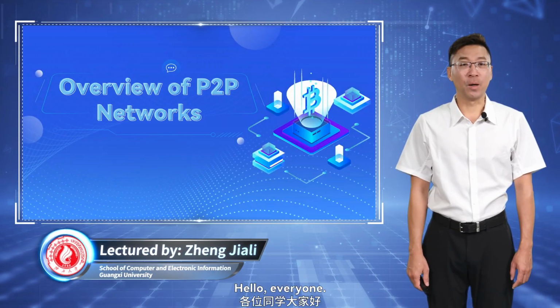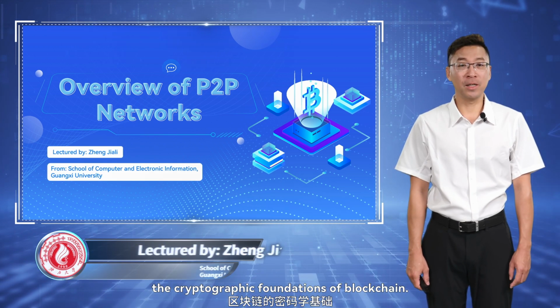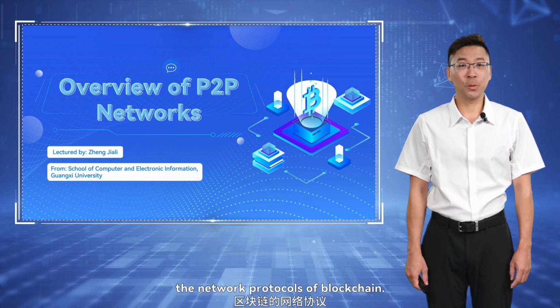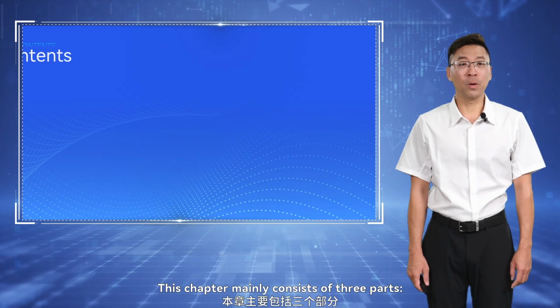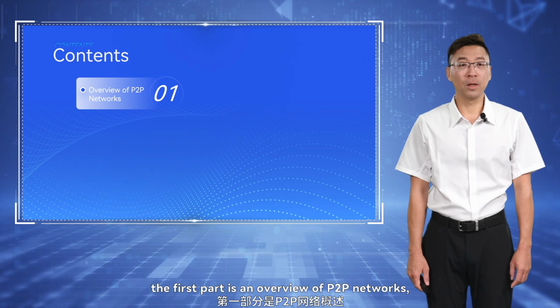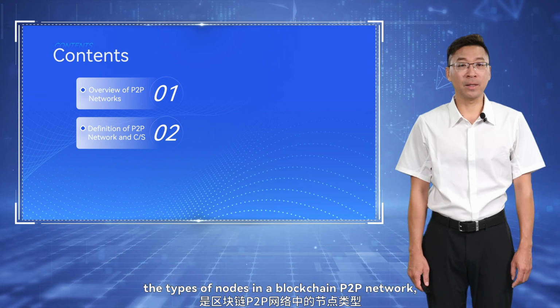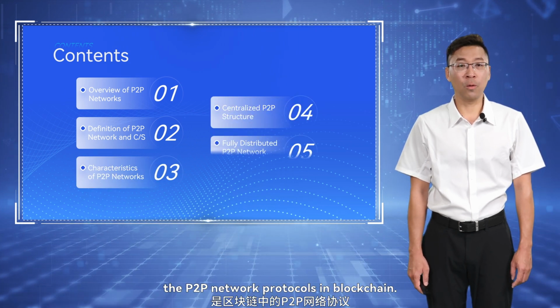Hello, everyone. In Chapter 2, we learned about the cryptographic foundations of blockchain. Today, we will introduce Chapter 3, the network protocols of blockchain. This chapter mainly consists of three parts. The first part is an overview of P2P networks. The second part discusses the types of nodes in a blockchain P2P network. And the third part covers the P2P network protocols in blockchain.